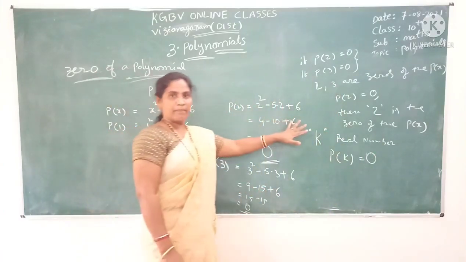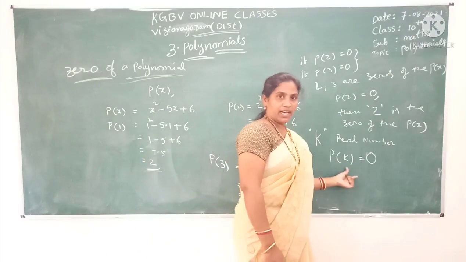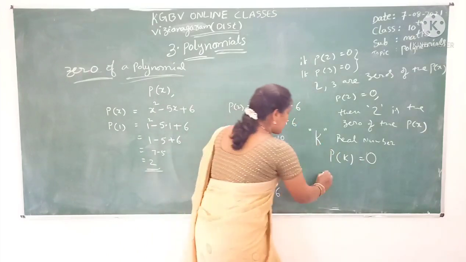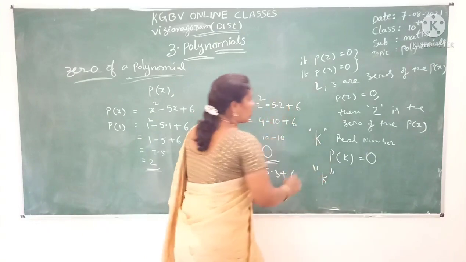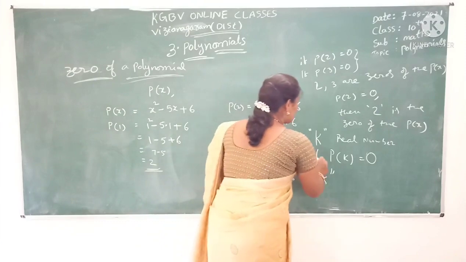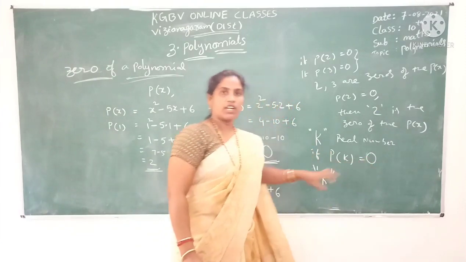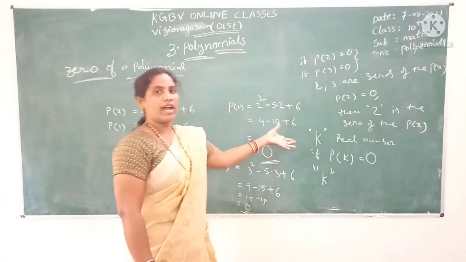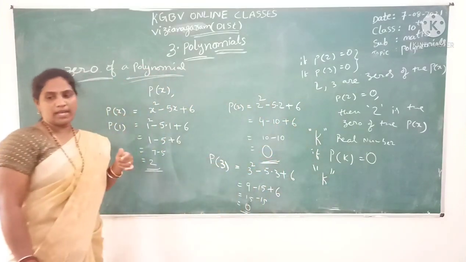K is a real number. We calculate P of k. We will get the answer 0. Then k is the 0 of the polynomial P of x. If P of k is equal to 0, then k is the 0 value of that polynomial.